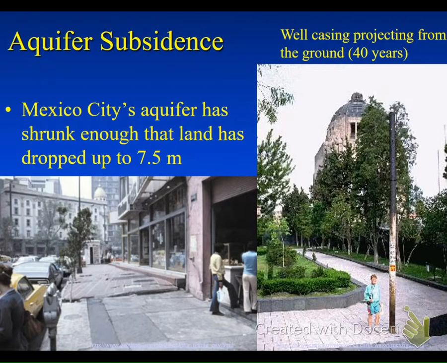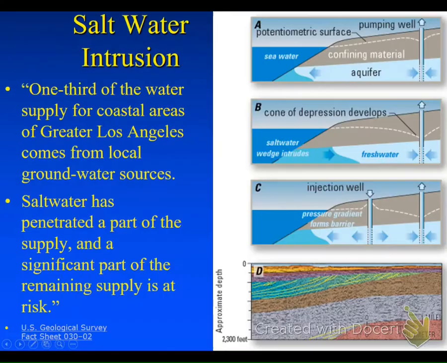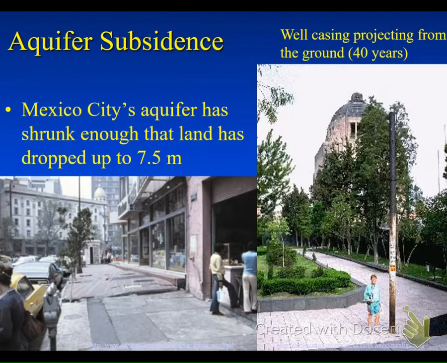What is that called? That is called subsidence, where the water is coming out so fast that there is no more support for the land, and so the land starts sinking. What you see at the top of this pipe is the level of the land 40 years before this picture. Because of all the water being withdrawn, the land sank this much.